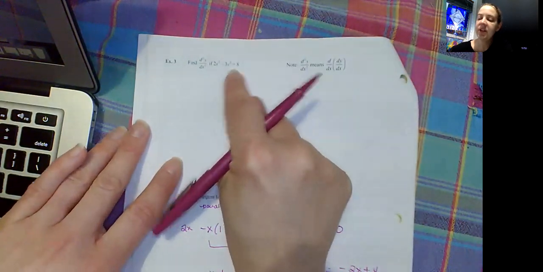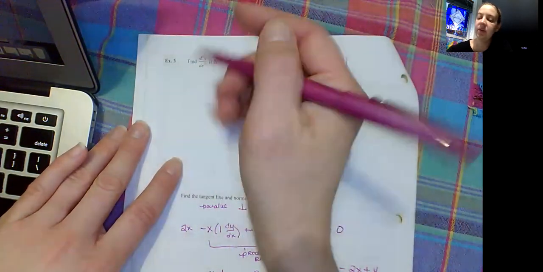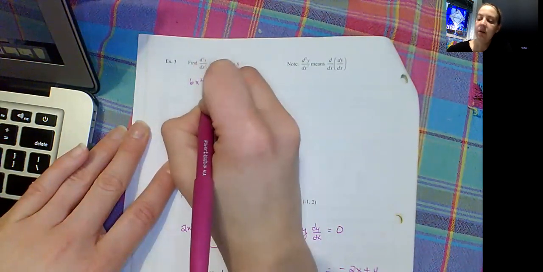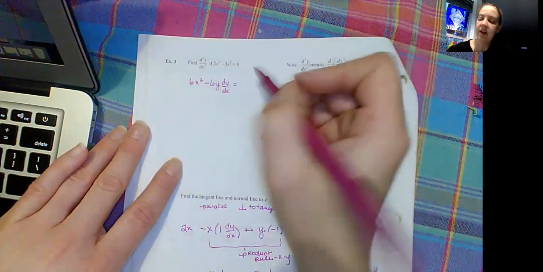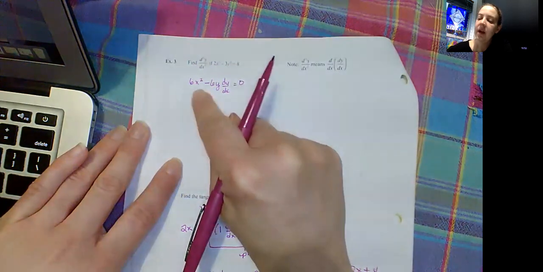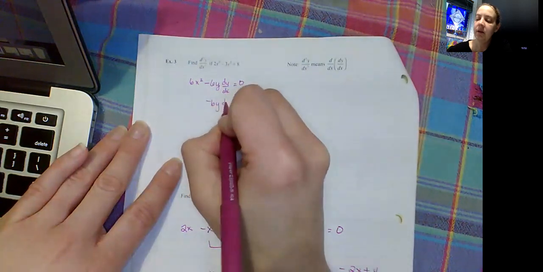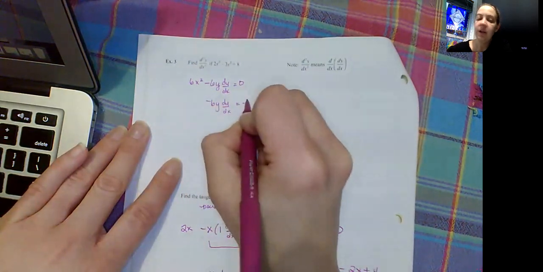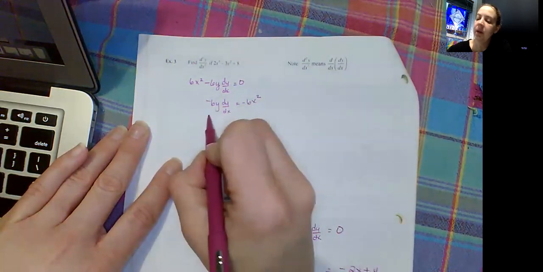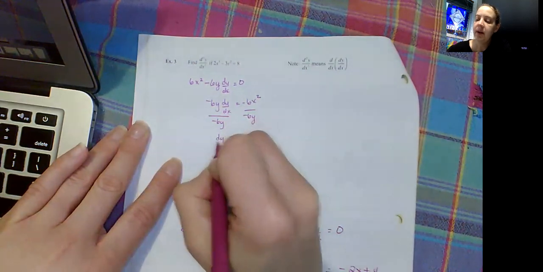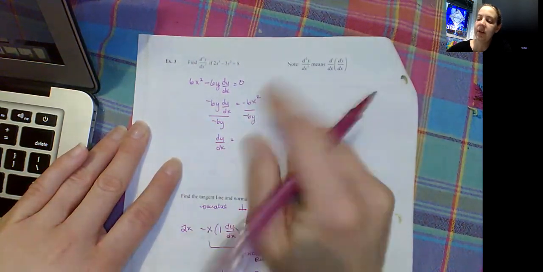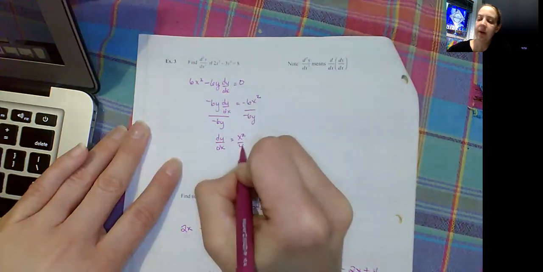So implicit differentiation. You want to find the first derivative just like we did in the previous examples. So this becomes 6x squared minus 6y dy/dx, and the derivative of 8 is 0. Now, I would like to solve for dy/dx. I'm going to subtract this. Negative 6y dy/dx is equal to negative 6x squared. Divide both sides by negative 6y. dy/dx is equal to, those both cancel out, x squared over y.